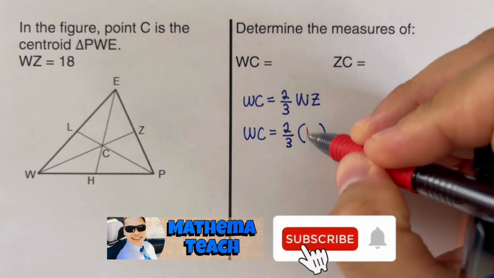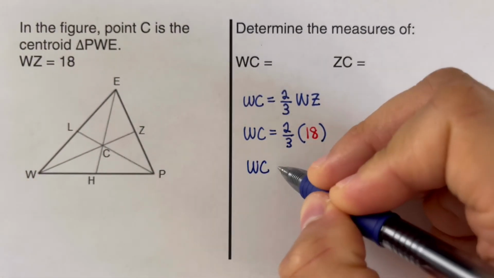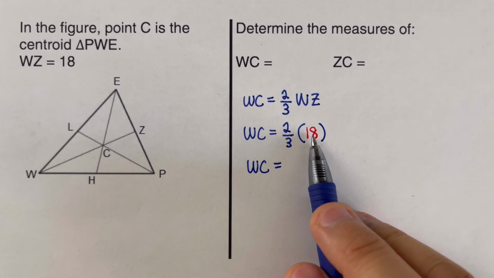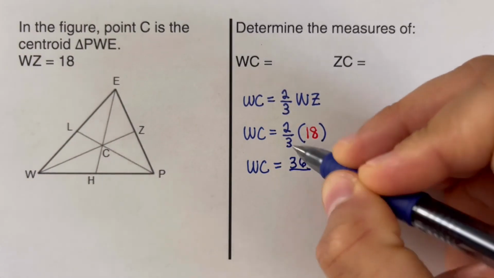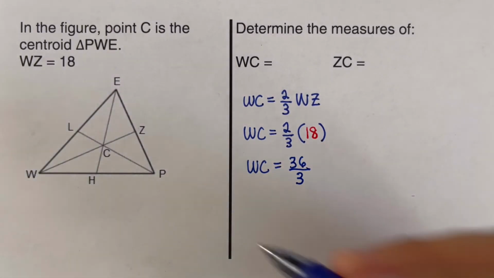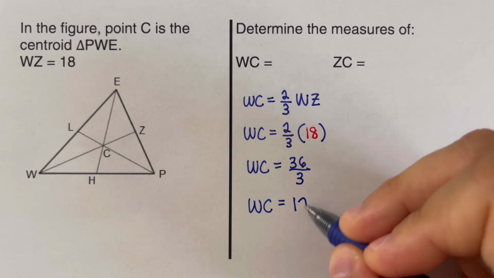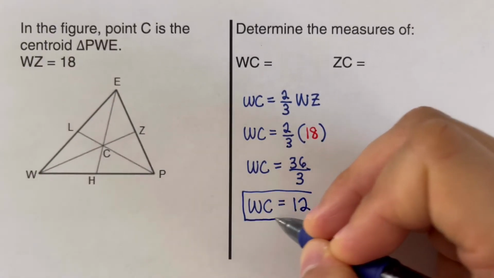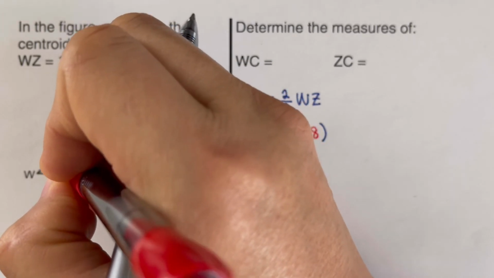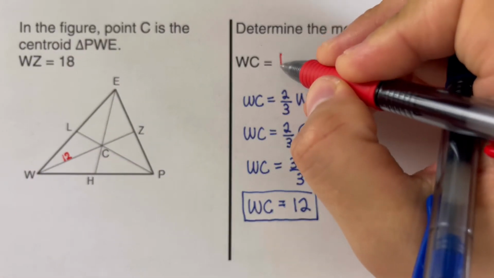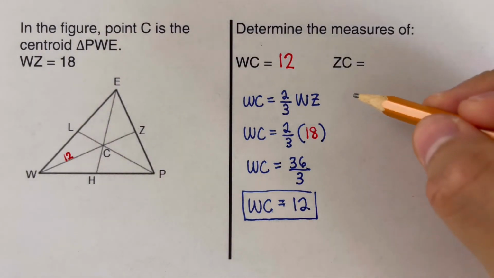So WC is 2/3 of 18, so we can go ahead and do the math here. WC is 2 times 18, which is 36, and then that is divided by 3. And so we can say that WC is actually 12. So this is the length of WC, and we can label that up here. So this is 12. Now we are supposed to solve for CZ.